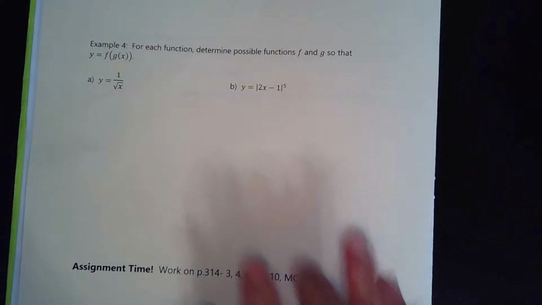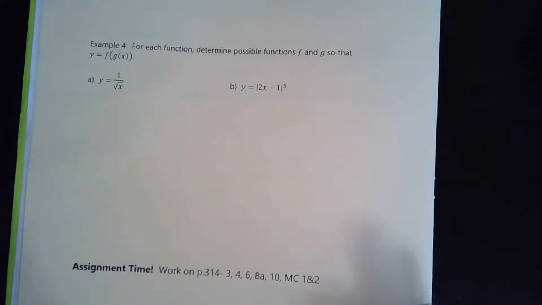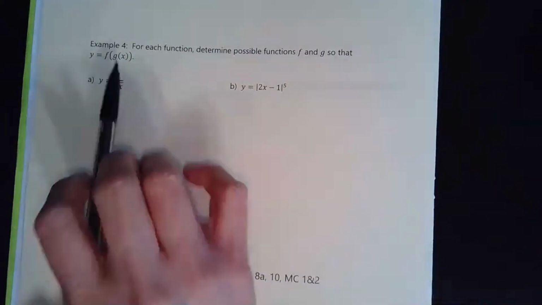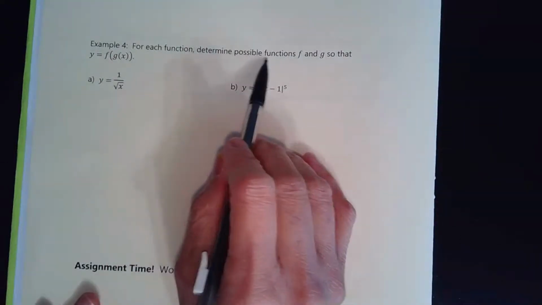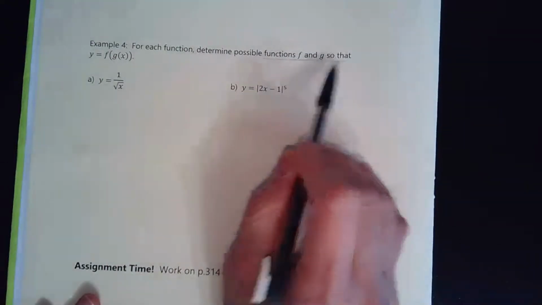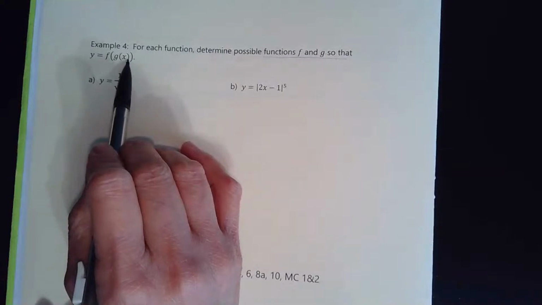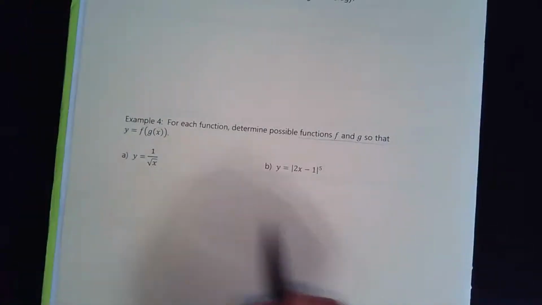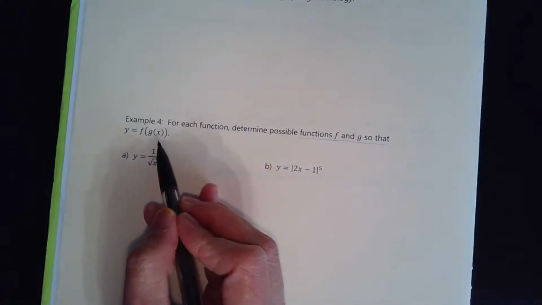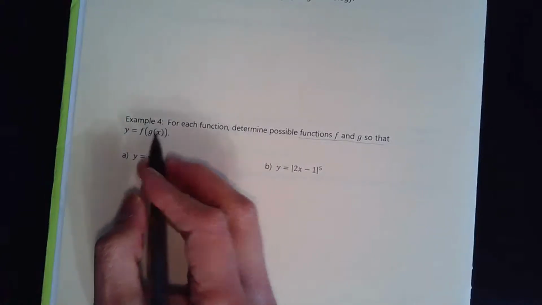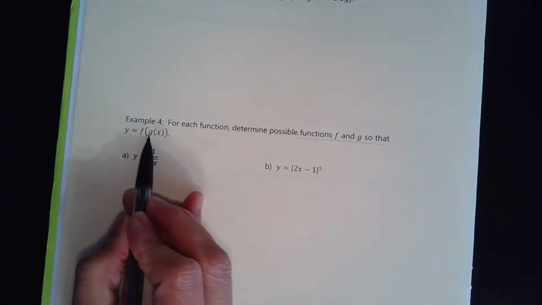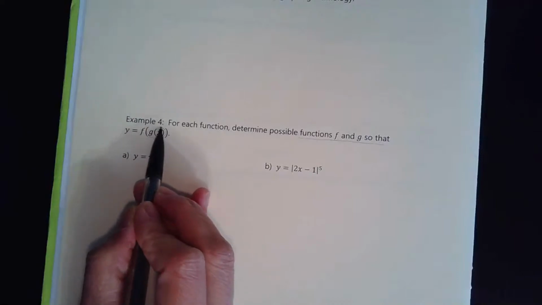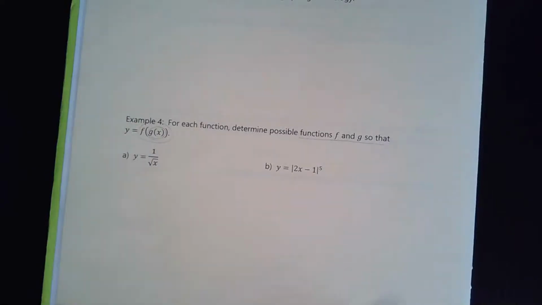Now let's take a look at example 4, the last one. For each function, determine possible functions for f and g so that f of g of x is that. What we can do is figure out what g of x is and then the f of x.